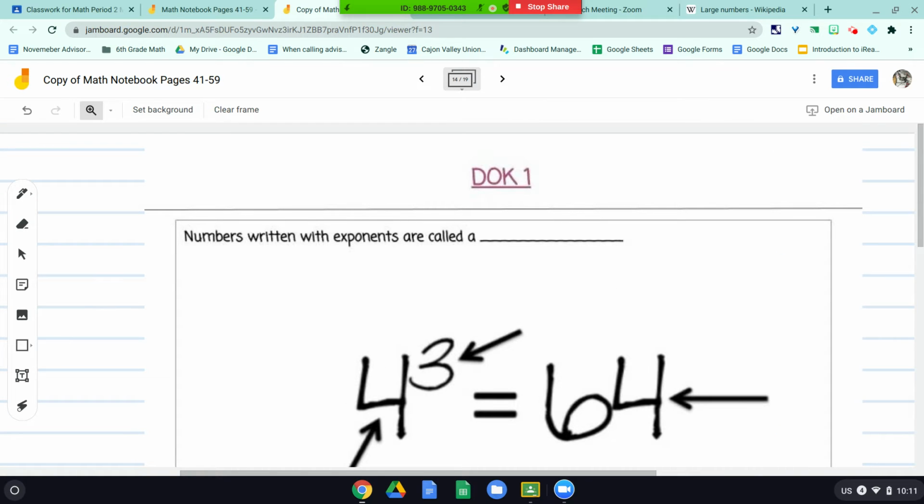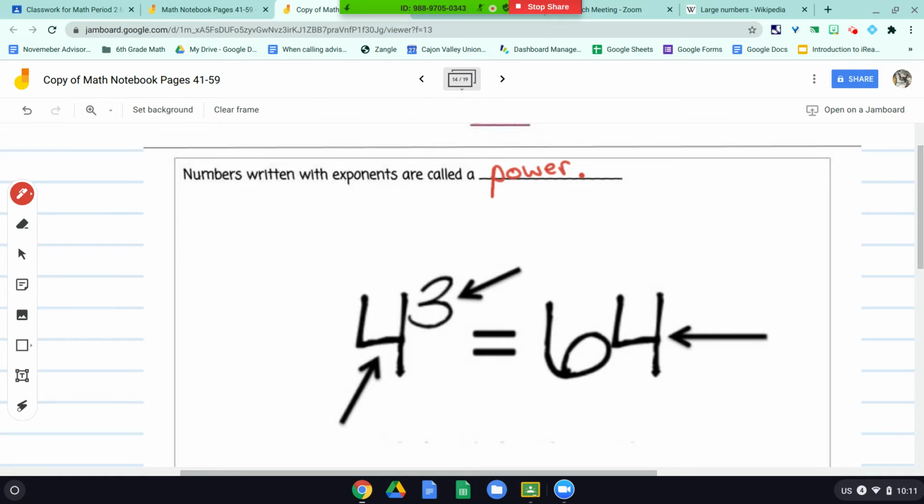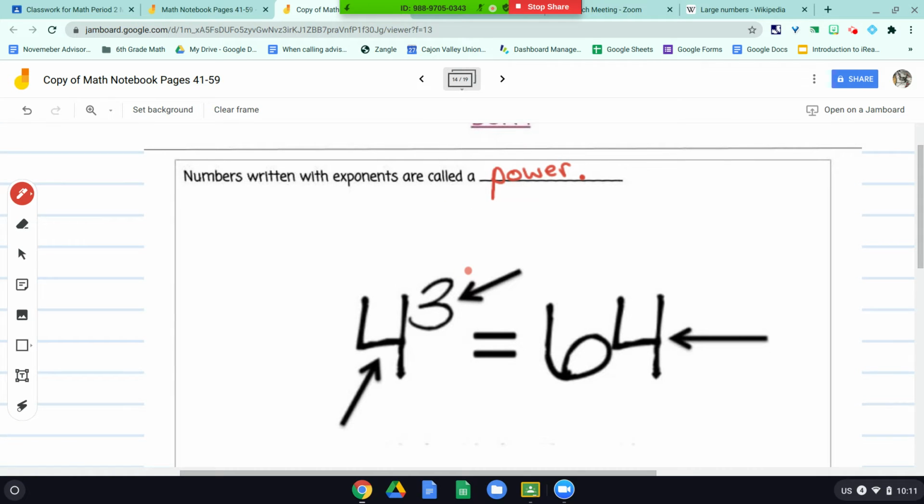It says at the very top, numbers written with exponents are called A, and what we're going to put for here is power. I believe this is the correct answer. Numbers written with exponents are called a power. Okay, so we have 4 to a power of 3 down below. And we can start labeling this power here. So we have 3. This is our exponent. Okay. We have the 4, and the 4 is our base.